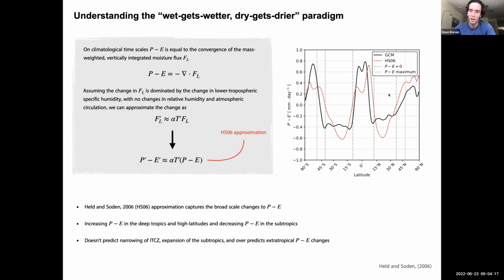And so plotted over here on the right is the zonal mean change in P-E in black for the GCMs, and then in red is this Held and Soden scaling. And you largely see that it does capture the wet gets wetter, dry gets drier paradigm. But there are notable regions where there's a mismatch. There's a change in the ITCZ position and increasing tropical precipitation that the scaling doesn't capture. There's a shift in the storm tracks and the expansion of the subtropics that it doesn't capture. And there's an overshoot or amplification of P-E changes in the higher latitude regions.